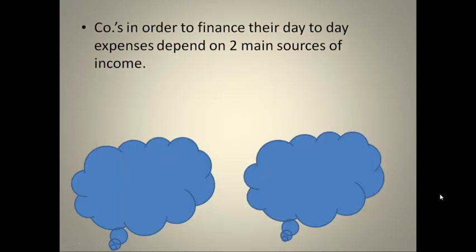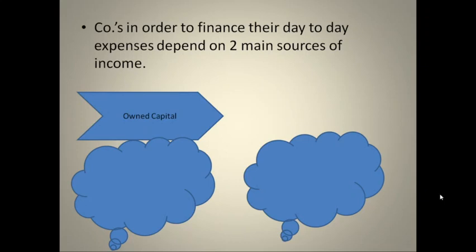Each and every company, in order to finance their day-to-day expenses, depends on two main sources of income. And the first one is called the owned capital, popularly also known as the owner's funds. And what are the types of owner's funds? It can be in the form of equity share capital, preference share capital, or the accumulated profits, which is also called reserves and surplus.